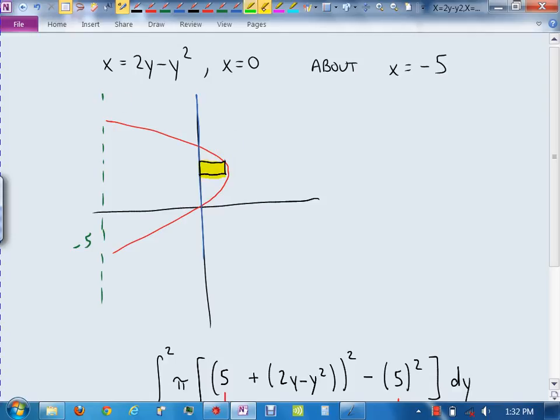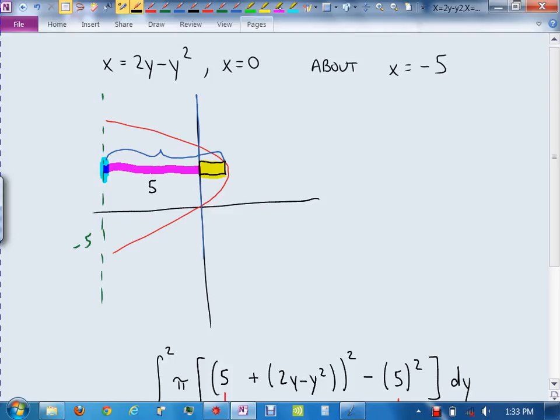And so if I'm standing on the axis of rotation here, and I want to look out and know the distance from myself to the edge of the rectangle, from here all the way out to the edge of the rectangle, what is that distance? 5 plus 2y. It's the distance from me to the y-axis, which is always going to be 5. Not -5, because it's a distance, okay?